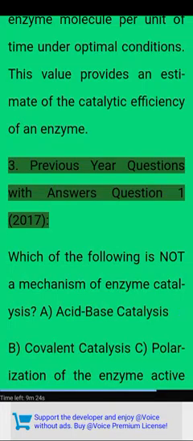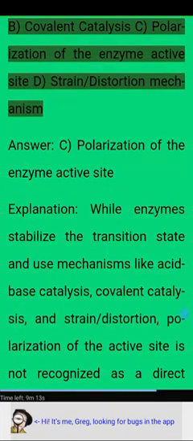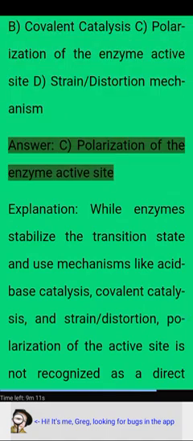3. Previous year questions with answers. Question 1, 2017. Which of the following is not a mechanism of enzyme catalysis? A. Acid-base catalysis. B. Covalent catalysis. C. Polarization of the enzyme active site. D. Strain distortion mechanism. Answer. C. Polarization of the enzyme active site.